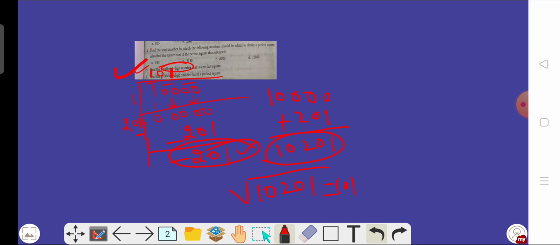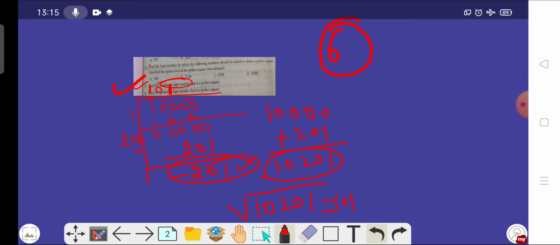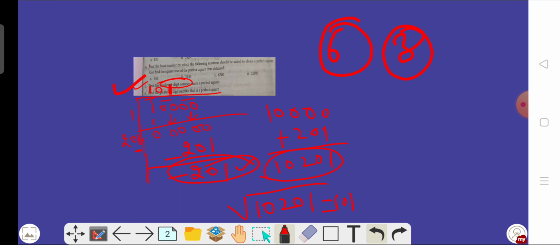Okay, now beta, your question number 6th is the same as your third question beta. Just remember that the largest number of 6 digit is this. You have to apply the division method on this number and find the remainder. Okay, and then you have to subtract the remainder from the given number, and then you have to find the perfect square of the largest 6 digit number. Okay, so your 6th question is the same as your question number 3rd.